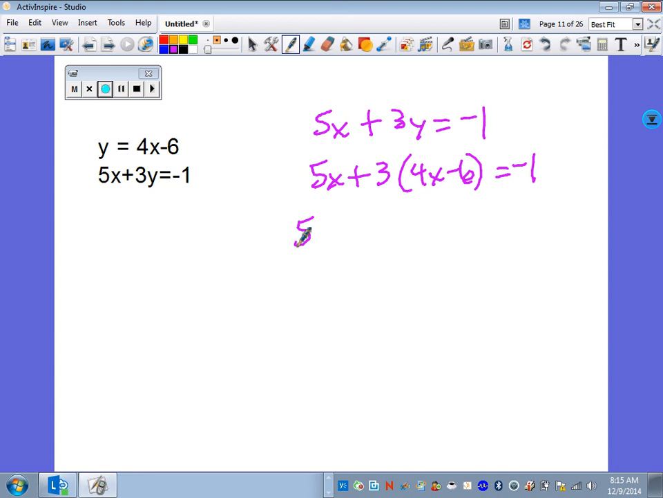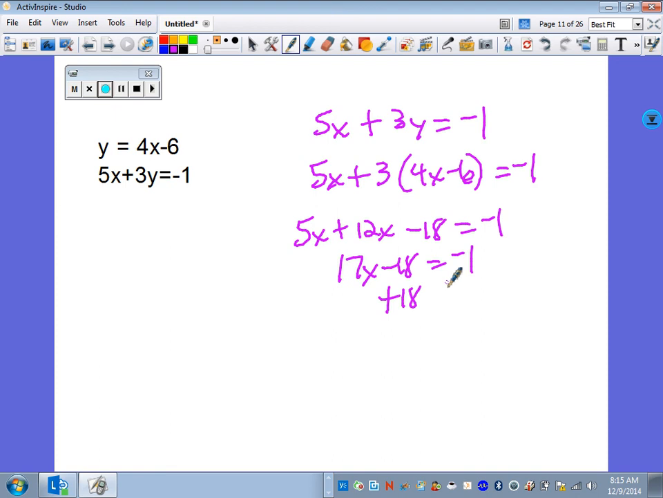Okay, so I have 5x plus 12x, I distribute it here, minus 18 equals negative 1. Distributive property is all I've done here. Now let's combine like terms. Don't just start subtracting. You only do that if you move to the opposite side, not on the same side. So I'm going to have 17x minus 18 equals negative 1.